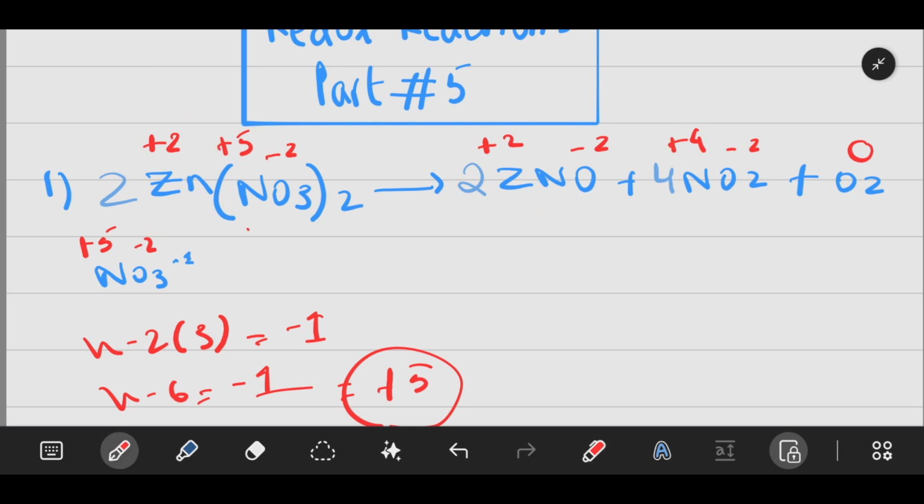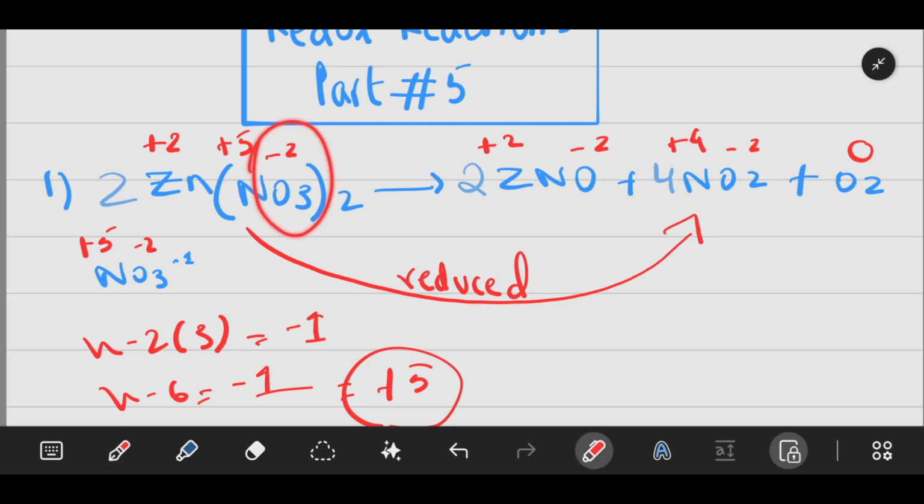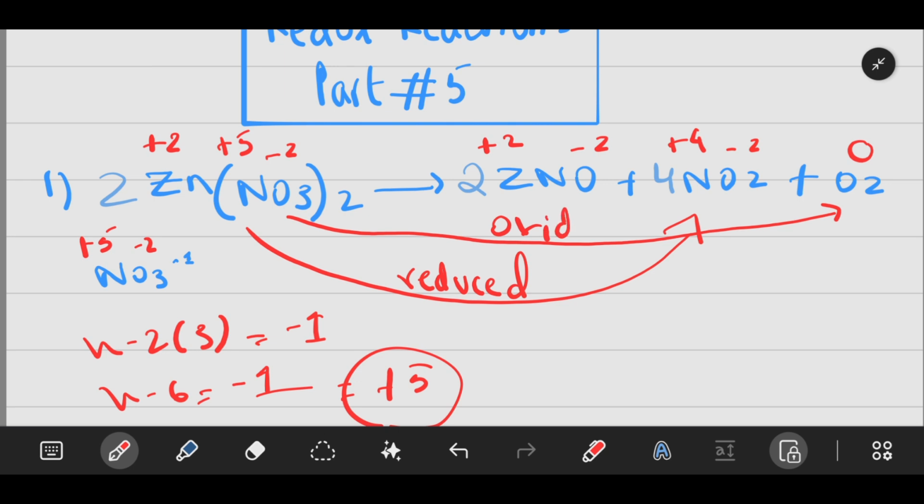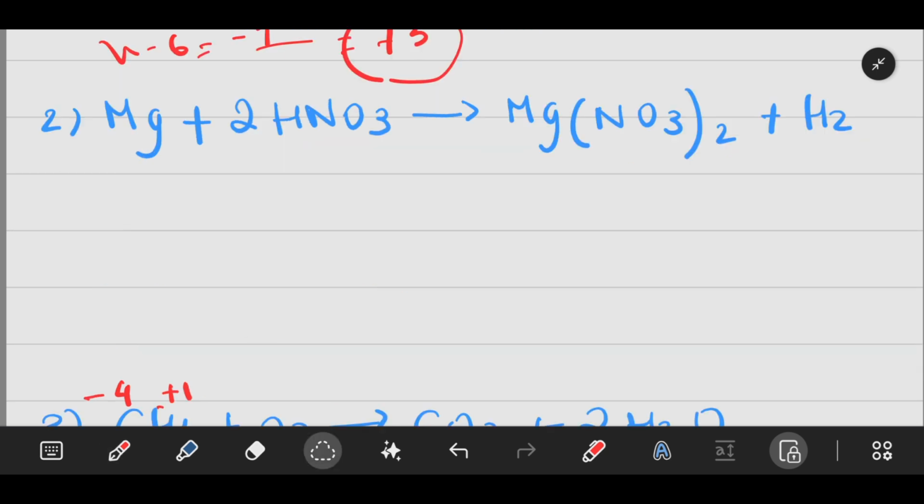So nitrogen is being reduced because a decrease in oxidation number is reduction. So this is getting reduced. And as for what's being oxidized, I can see oxygen is going from a -2 to a 0. So -2 to a 0 is an increase in oxidation number. So we will go ahead and write down that oxygen is being oxidized. Right.